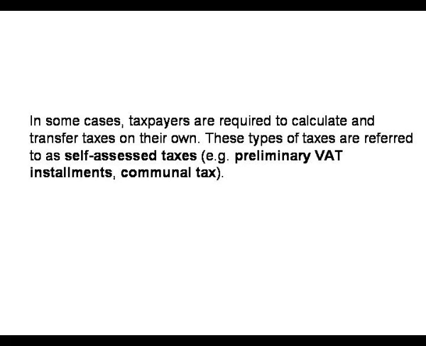In some cases, though, the law requires taxpayers to calculate and transfer the taxes on their own, at least initially. And whenever this happens, when a taxpayer has to calculate and transfer the tax on his or her own originally, we speak of self-assessed taxes. And a typical example of a self-assessed tax is the preliminary VAT installment, also die Umsatzsteuervorauszahlung, as well as the communal tax, die Kommunalsteuer. Both of those have to be calculated by companies and transferred on their own before they are later assessed by the tax office at a later period in time.